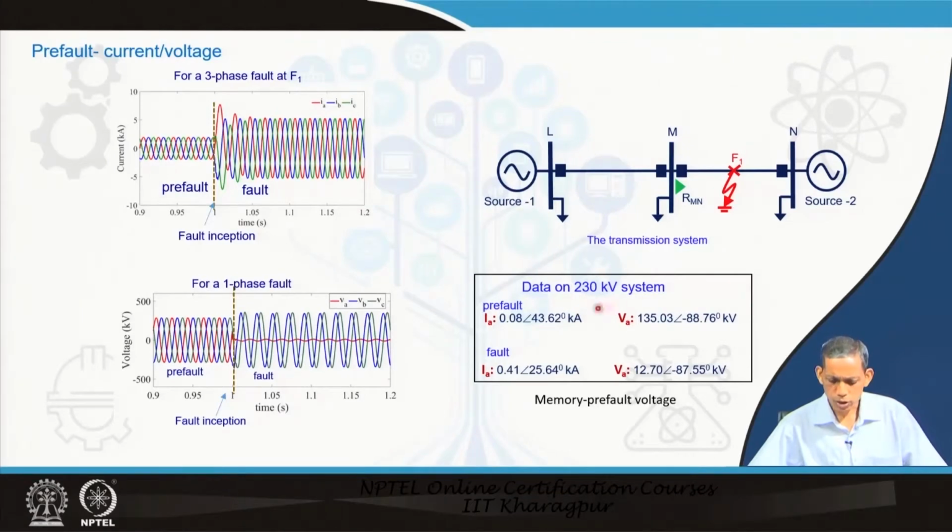Now, let us take a 230 kV system. The pre-fault current at one instant is 0.08 like this and the corresponding voltage is 135.0 and this. During fault the corresponding current is 0.41 at 25.64 degrees and VA is 12.7 at minus 87 degrees. So, a substantially lower voltage. This is the pre-fault data set for that phase and this is the fault data set. Since this voltage is substantially low, it can be substituted by this one.